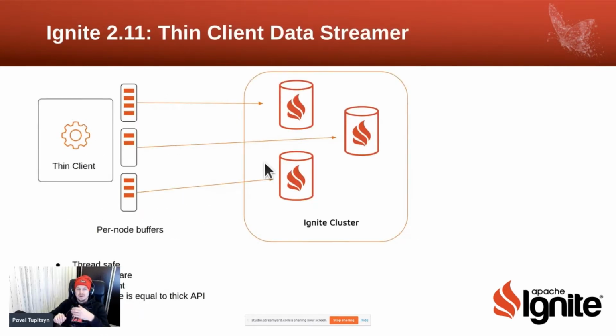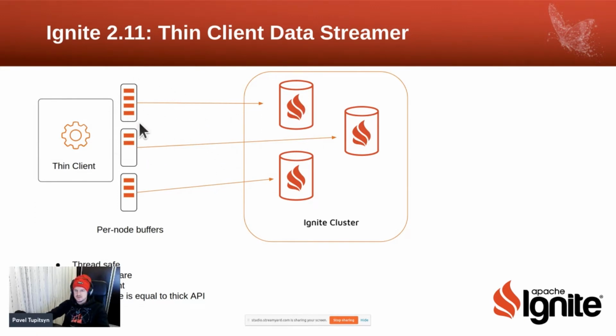First, the data streamer API, which is the most efficient way to load large amounts of data into Ignite clusters, is now available in the .NET thin client. As you would expect, the thin streamer automatically buffers the data, groups it into per node batches, and sends those batches in parallel to the server nodes according to the current affinity distribution. So the client understands that those keys belong to this server, those keys belong to this server, and so on.